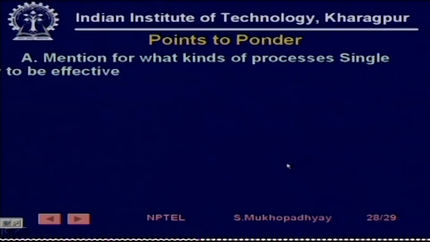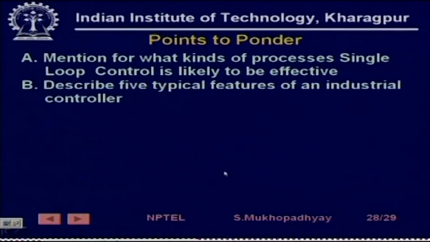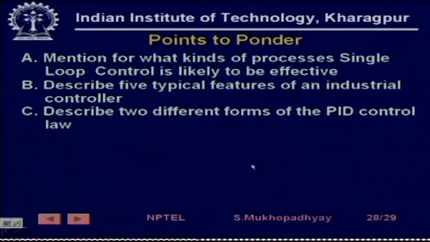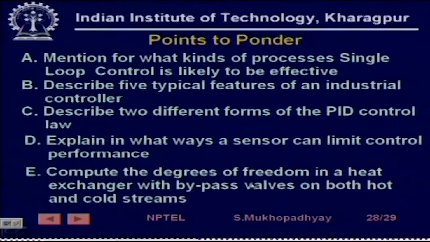So, you might ponder on these questions. For example, for what kind of processes is single loop control likely to be effective? Can you give an example? Some typical features of an industrial controller, or can you state the different forms of the PID control law and convert between them? For example, form 3 to form 1, we have not yet done. Can you look at that? Explain in what ways a sensor or actuator can limit control performance, and compute the degrees of freedom in a heat exchanger. This is a nice problem.